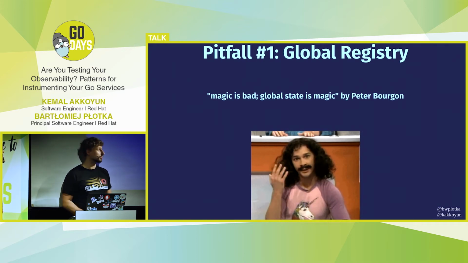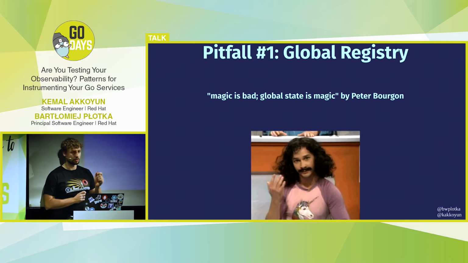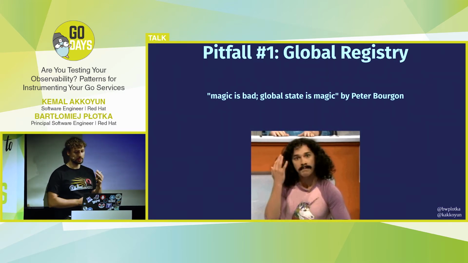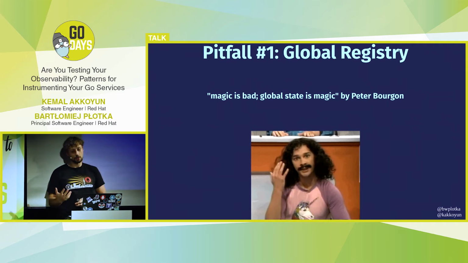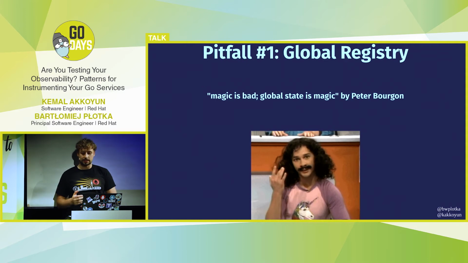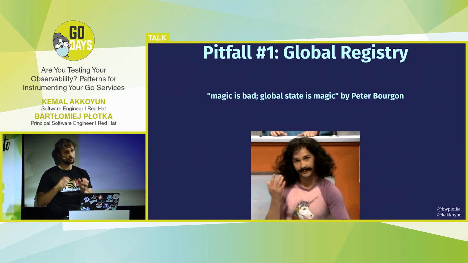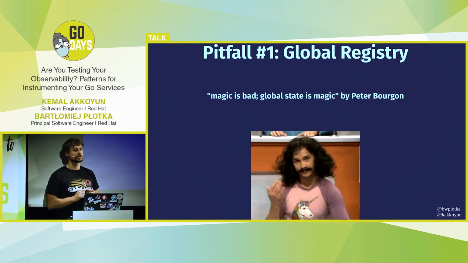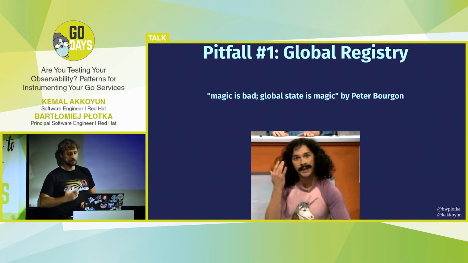Cool, first one, globals. There was a saying in Peter Bourgon's amazing blog post, A Theory of Modern Go: magic is bad, global state is magic. This is very true, especially in the case of the Prometheus client, if you are instrumenting some Go package with some metrics, and then your project imports this package.